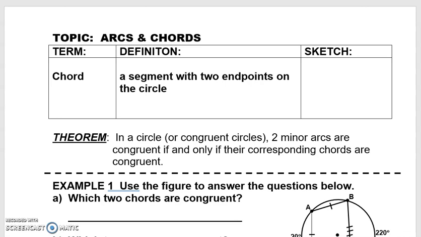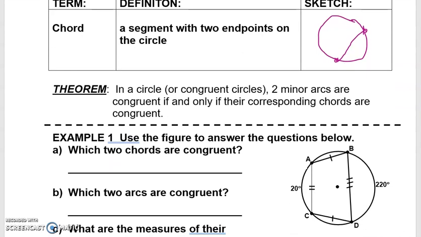So just to review what a chord is, it is a segment with two endpoints on the circle. So we have a circle, and then we have an endpoint here on the circle and an endpoint here on the circle, and we connect them, a segment in between, that's a chord.